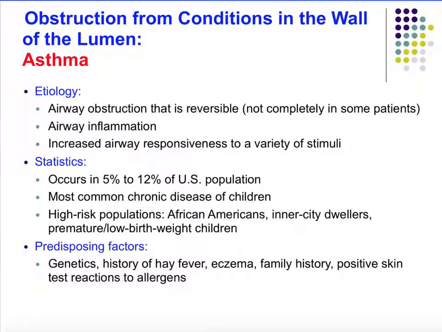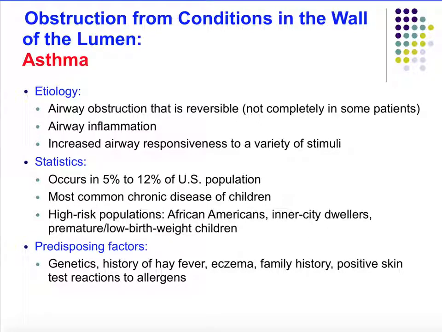The etiology of asthma is that we have an airway obstruction that is reversible, although not completely in some patients. You're going to see inflammation associated with asthma, as well as increased airway responsiveness to different stimuli. So think of an allergy. About 5 to 12% of the U.S. population suffers from asthma, and it's also the most common chronic disease in children.